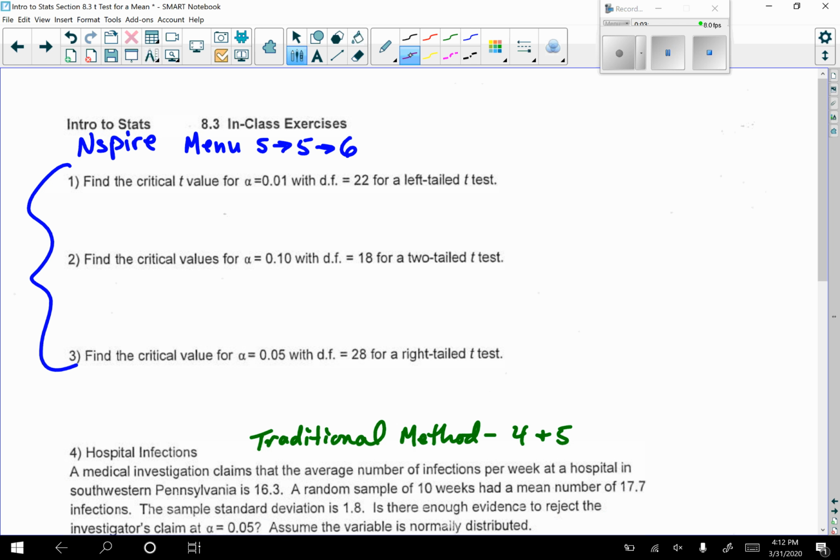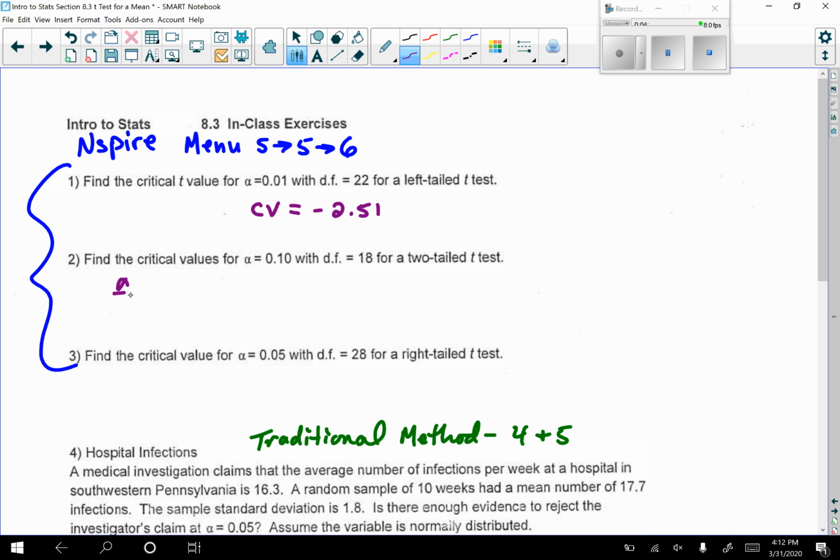This is a left tail test, so that little area, that 1%, is shaded on the far left end. So that's the area we want to type in. So if you go to menu 5, 5, 6, you're typing in 0.01, degrees of freedom is 22. You should be getting a critical value that's equal to a negative. We should expect a negative result, and about 2.51 when we round to the nearest hundredth. For number 2, this is a two-tailed test, so our alpha value is split.